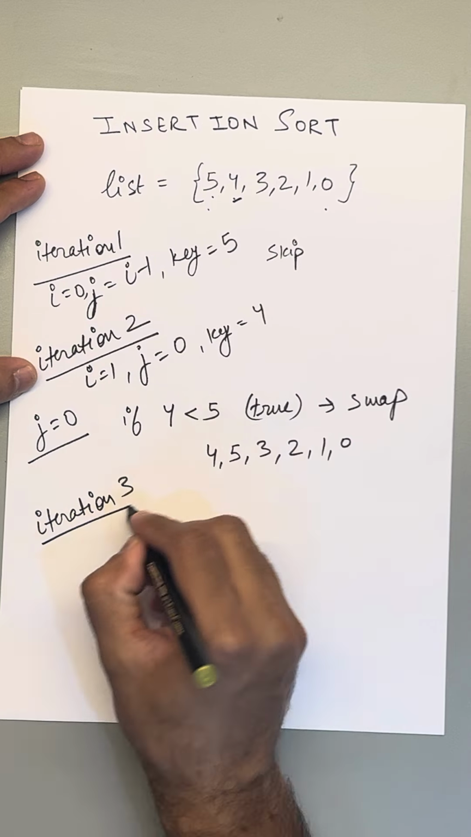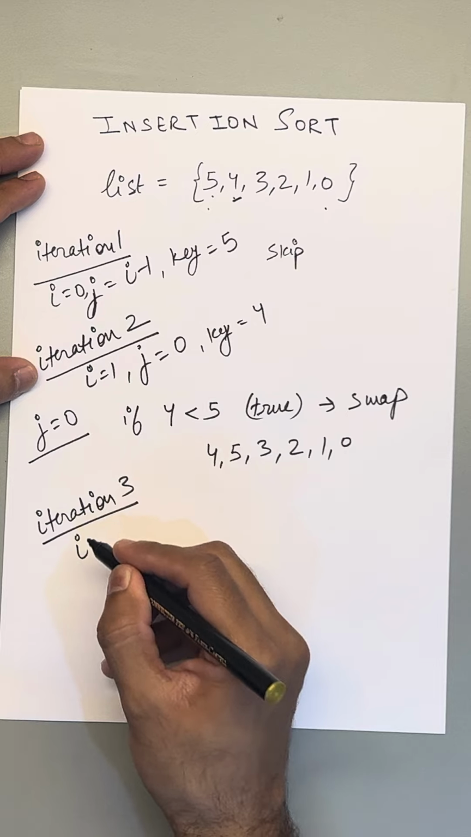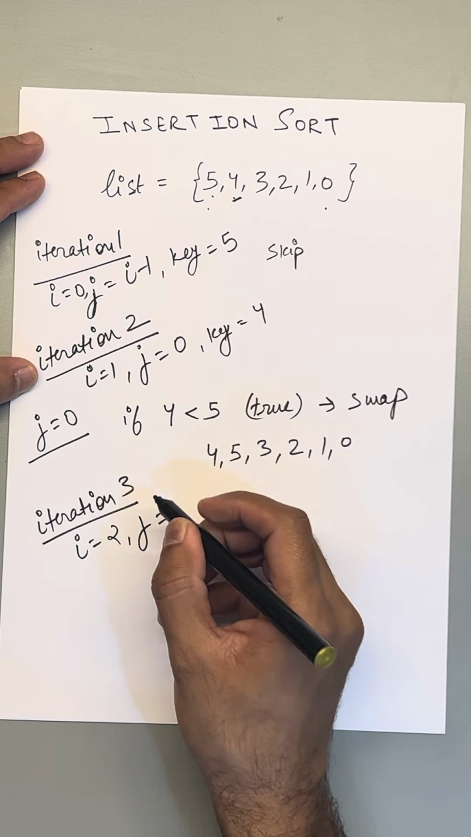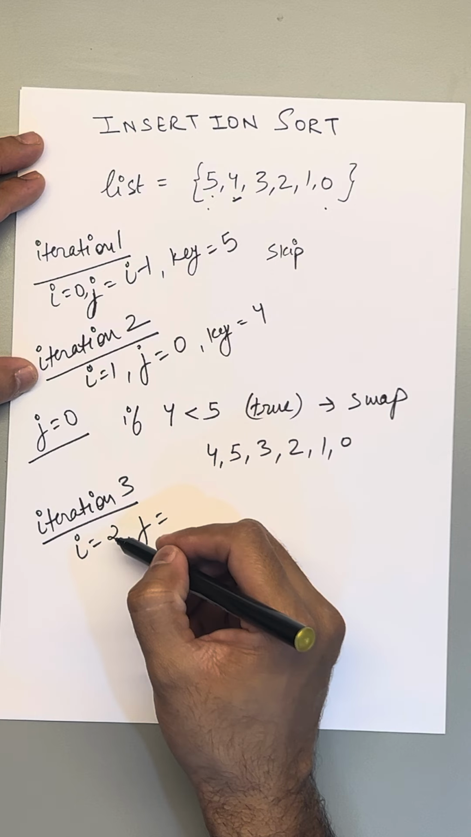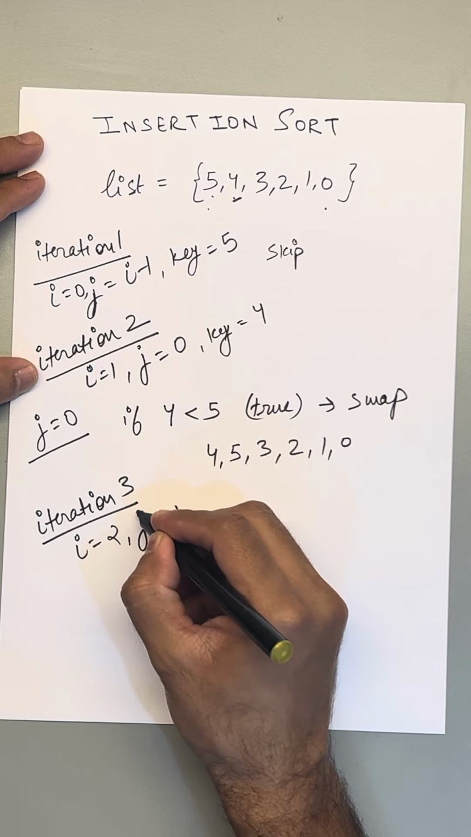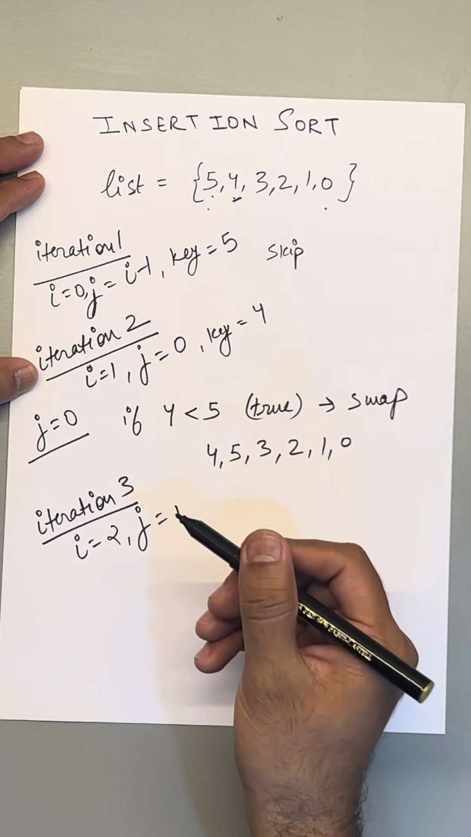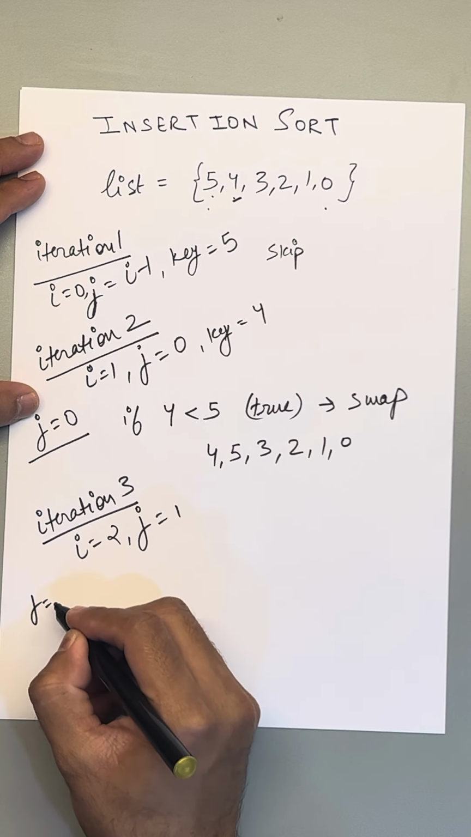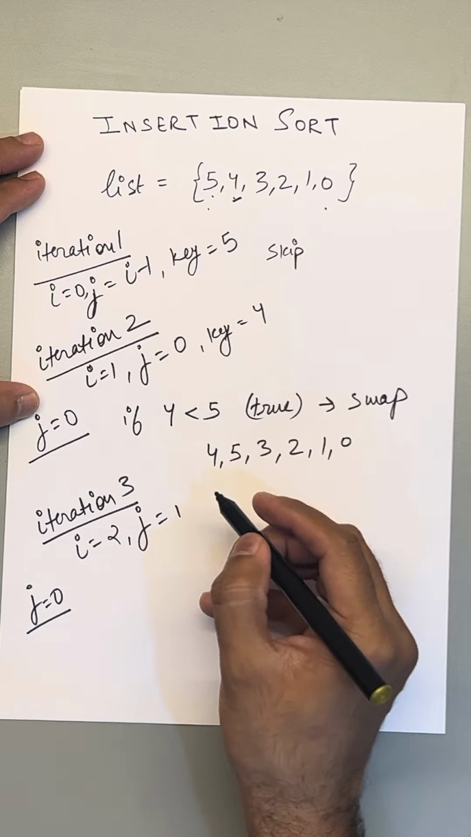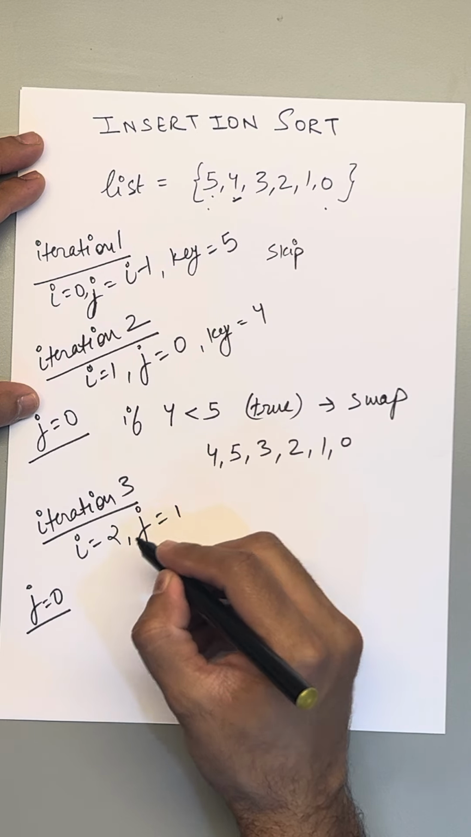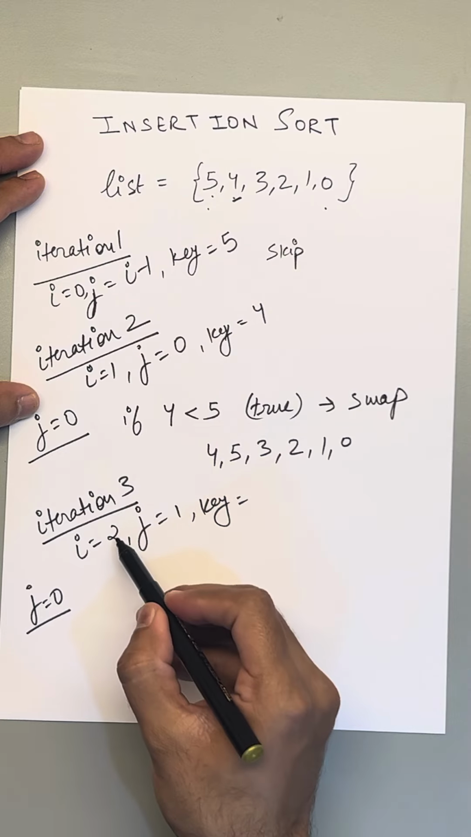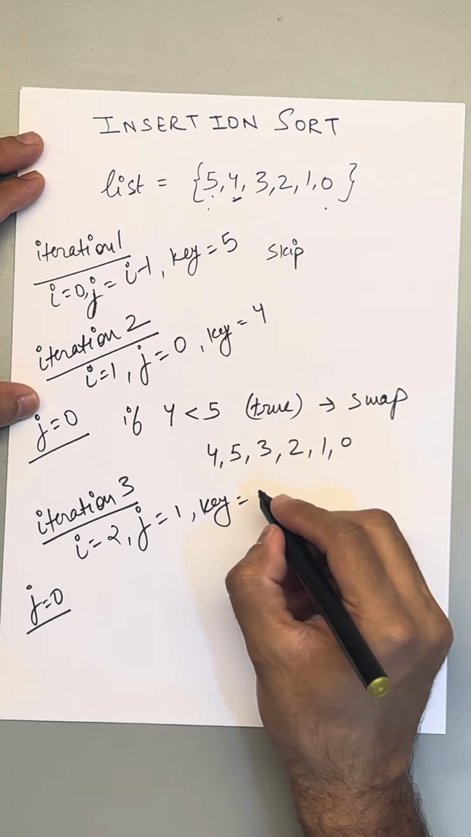We'll go to iteration 3. Here the i value increases to 2, and j is i minus 1, which is 2 minus 1, is 1, and the loop goes from 1 to 0. Let me mention i equal to 2, j equal to 1. Here the key will be 3.